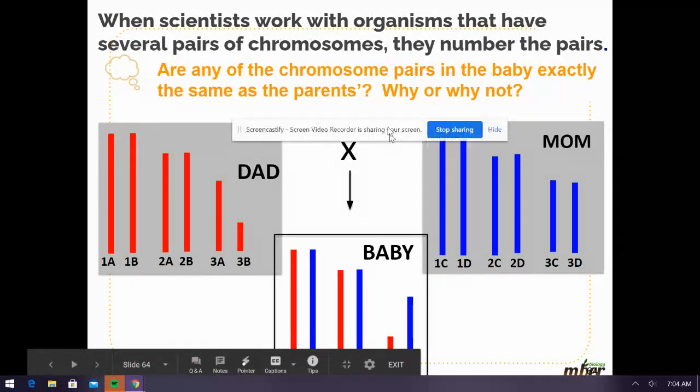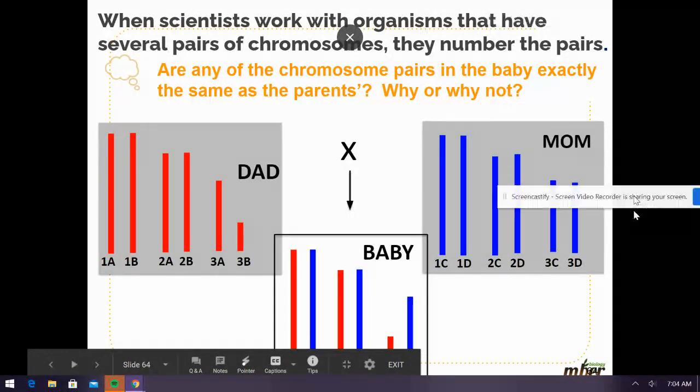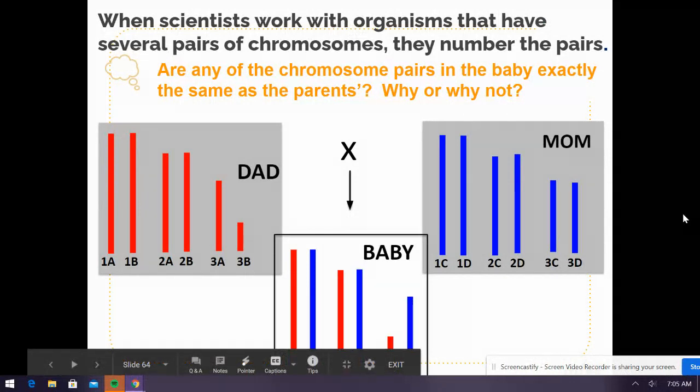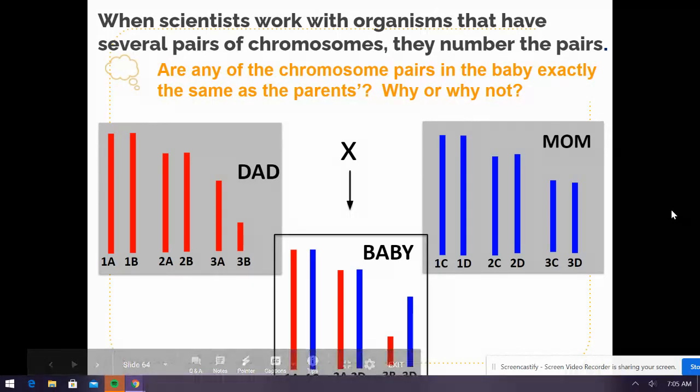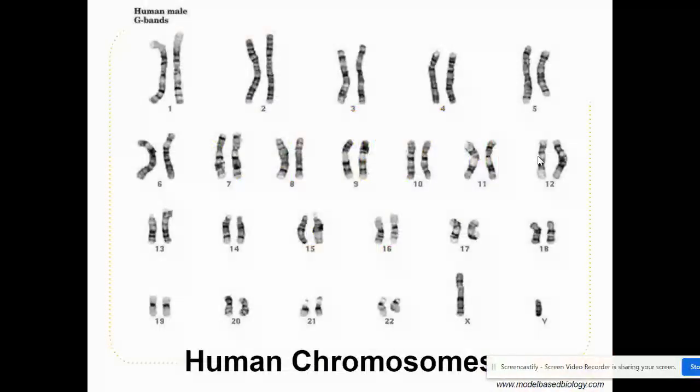Okay, so I know this is kind of hard to see because this guy keeps popping up. I need it so I can stop. So you can't really see, but the answer is no. Okay, babies are never going to exactly have the same thing as their parents because we have 2 sources of genetic material that are intermixing to form new. See, no, because each came from a different parent.